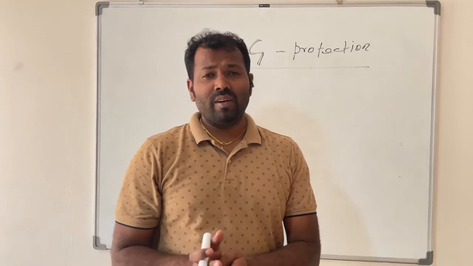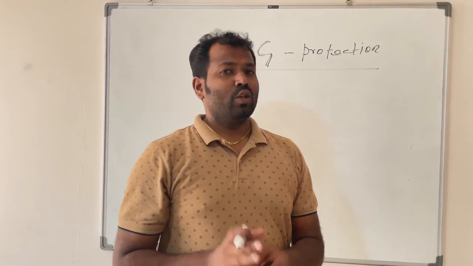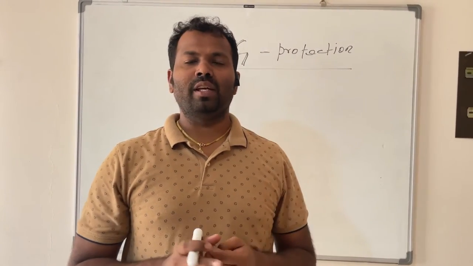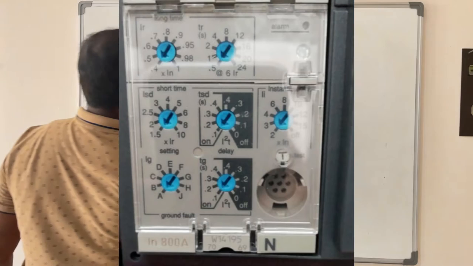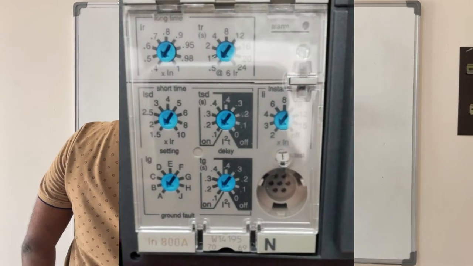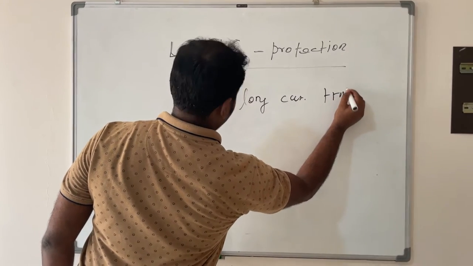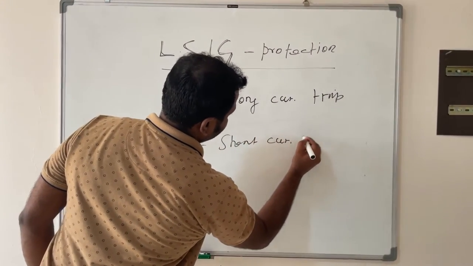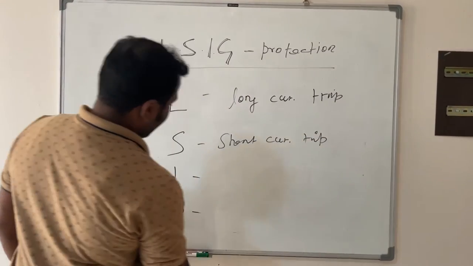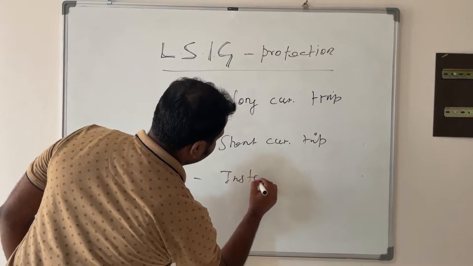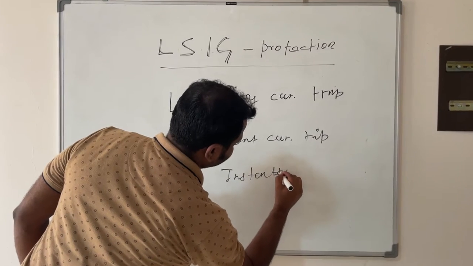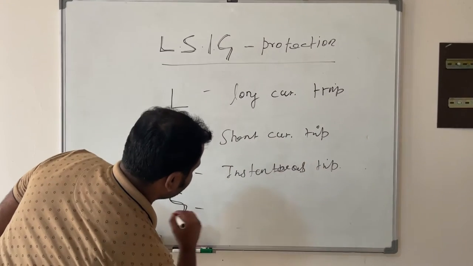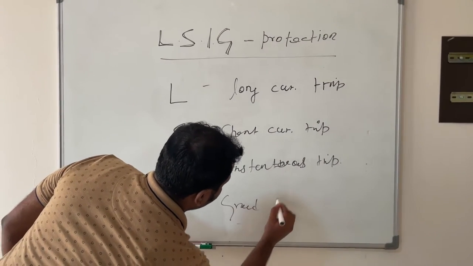First, we will see what LSIG stands for. This LSIG protection is available basically in low voltage circuit breakers. L means long current trip, S means short current trip, I means instantaneous trip, G means ground fault trip.